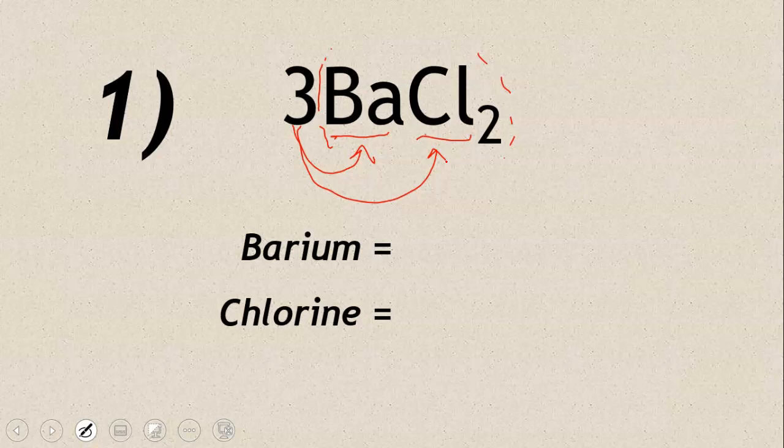There's no subscript over here. So we have a total of 3 barium. There's 1 barium here, and we have it 3 times. Okay, and then with the chlorine, here we have 2 chlorines, but we have it 3 times, so we have a total of 6 chlorines. 3 times 2 is 6.